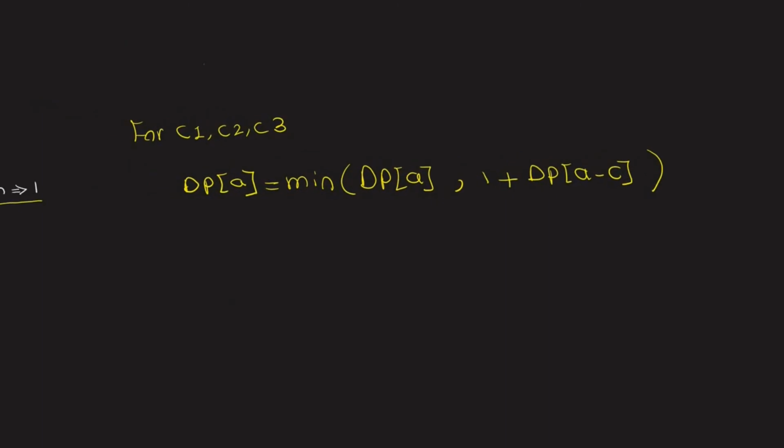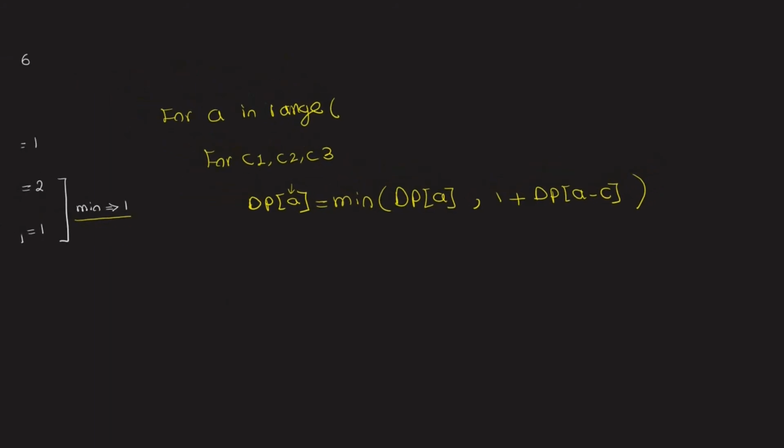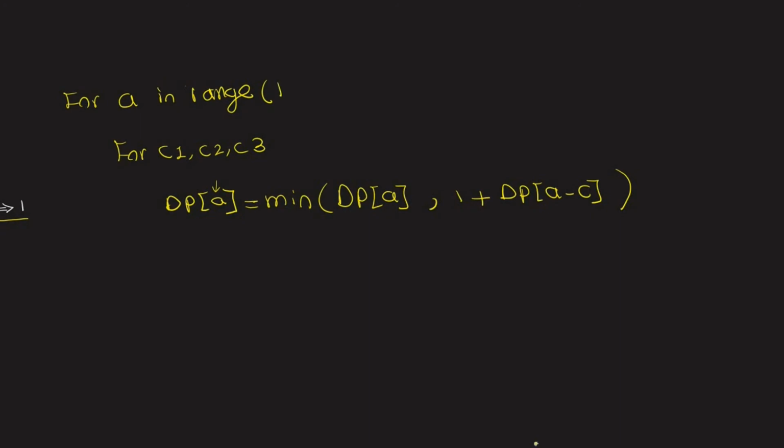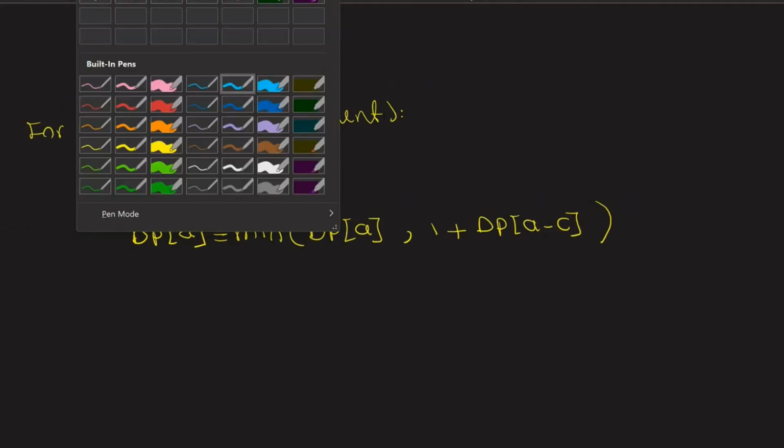Also, because this is the amount A that we have here, we're gonna start from 0 and go all the way to the desired amount. So we could say, for example, for A in range of, we already calculated A0, so we can start from range 1. Okay, so something like that. Okay, we have the formula.